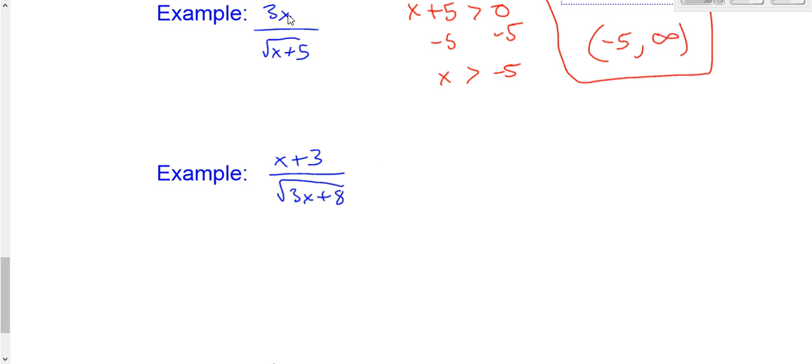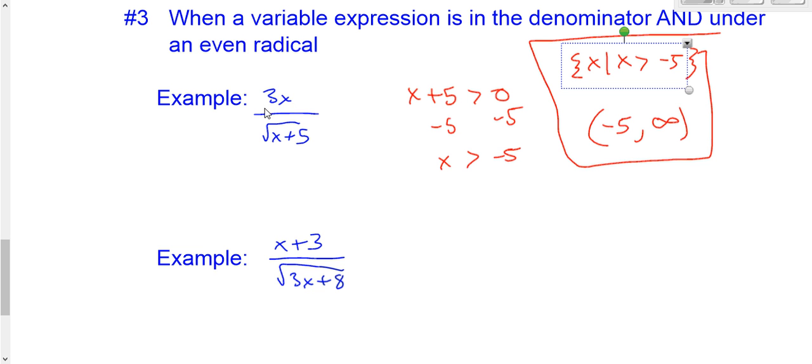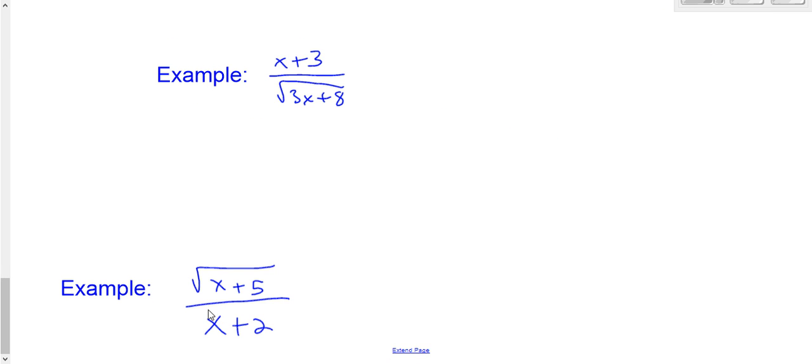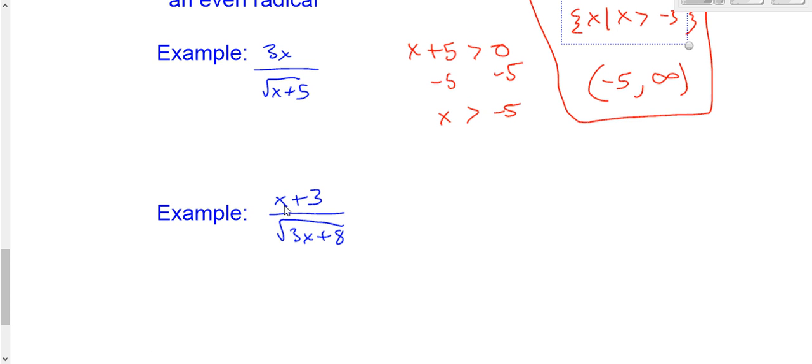Now, if you see the variable up there, I just covered that. The variable up here does not affect anything. A variable in the numerator, there is no problem at all. Unless, of course, there's a restriction like the square root, which I'm going to cover right here, down here. Again, we have x plus 3 in the numerator, no problem there. But the radical of a variable expression in the denominator has to be positive. No zeros, no negatives. So the 3x plus 8 has to be greater than 0.